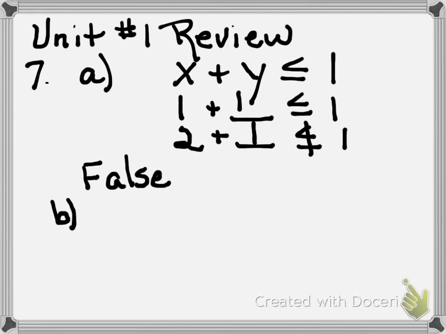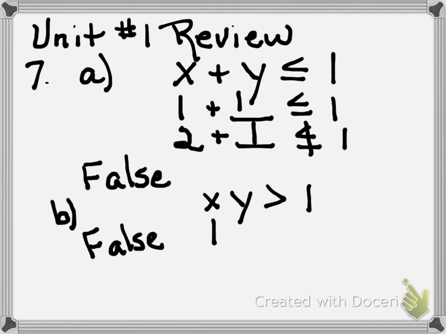Part B says for all x and for all y, the product of x and y is greater than 1. And this is false also, because even if I pick the smallest x of being 1 and the smallest y value of being 1, I do not get a product which is greater than 1. So therefore, this is false.